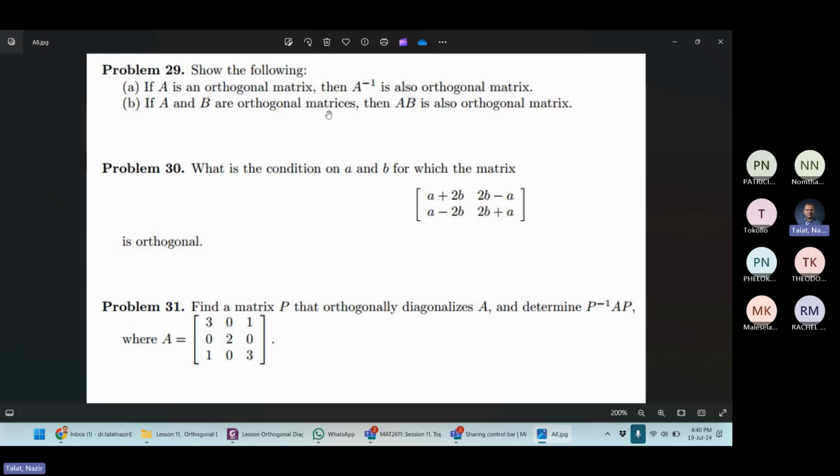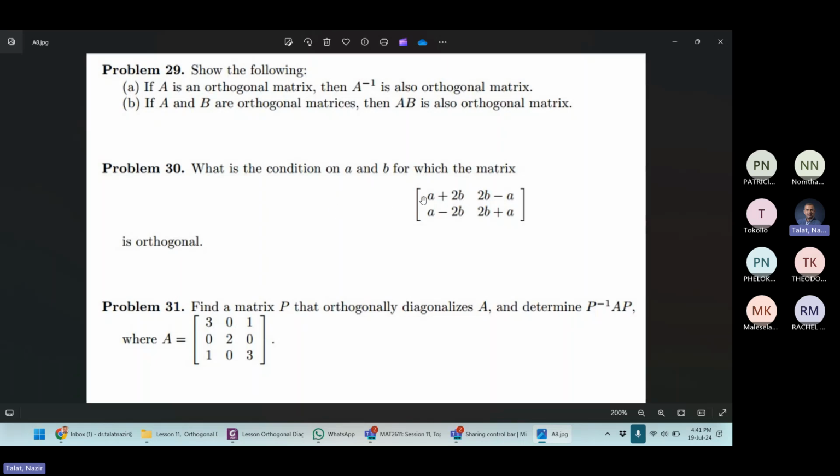In problem number 2, what is the condition on A and B for which the given matrix is orthogonal? We know that if a matrix is orthogonal, then the transpose of the matrix is equal to its inverse. So you just need to use that property, A inverse is equal to A transpose. The transpose of the given matrix is available. When we use it, just multiply A times A transpose equal to the identity matrix.